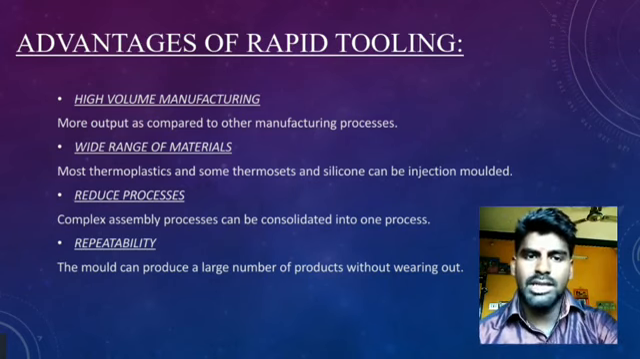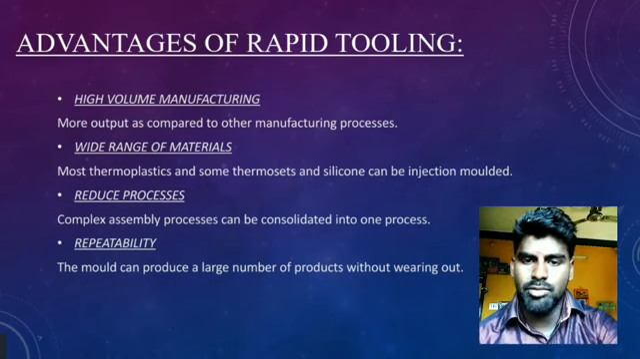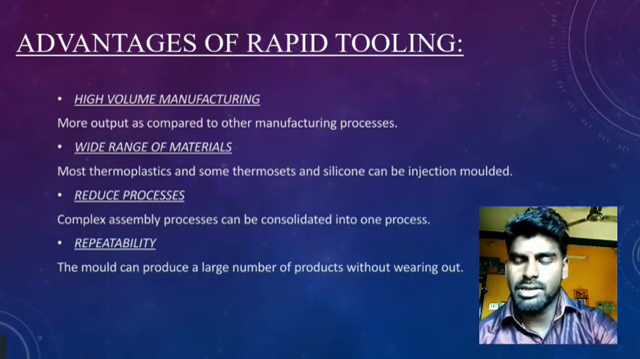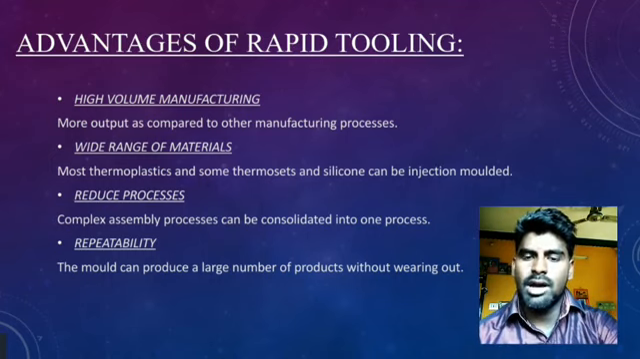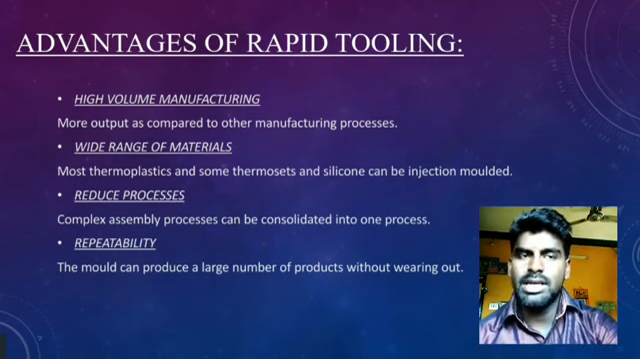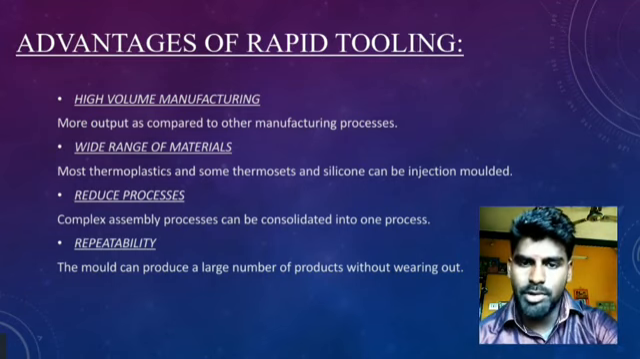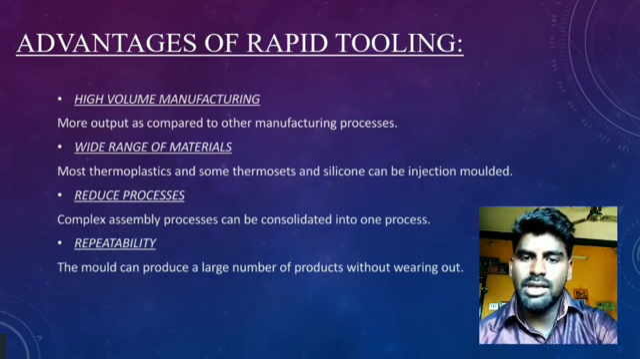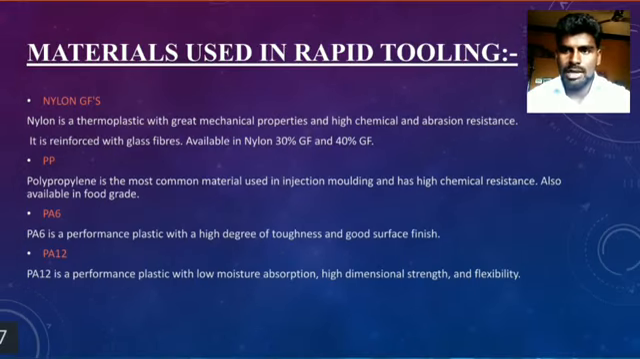Most thermoplastics, thermosets and silicones can also be injection molded here. Next, reduced process and complex assembly: a complicated process can be combined into one of the processes here. Repeatability: the mold can produce a large number of products without wearing out. It is reusable.